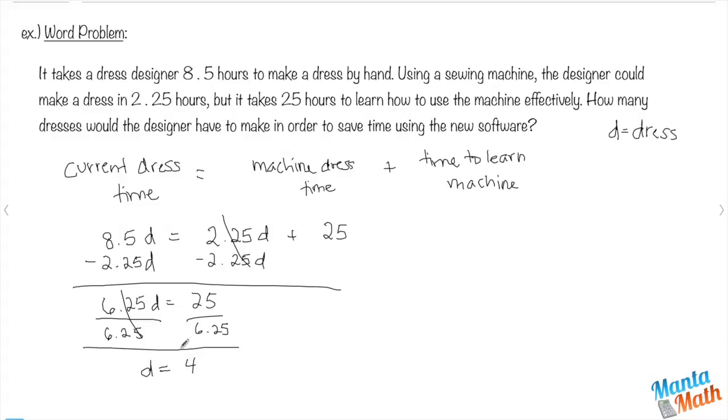So it would take the dress designer the same amount of time to make 4 dresses using either method, and the designer must make 5 or more dresses with the machine in order to save time. So that's something to keep in mind.